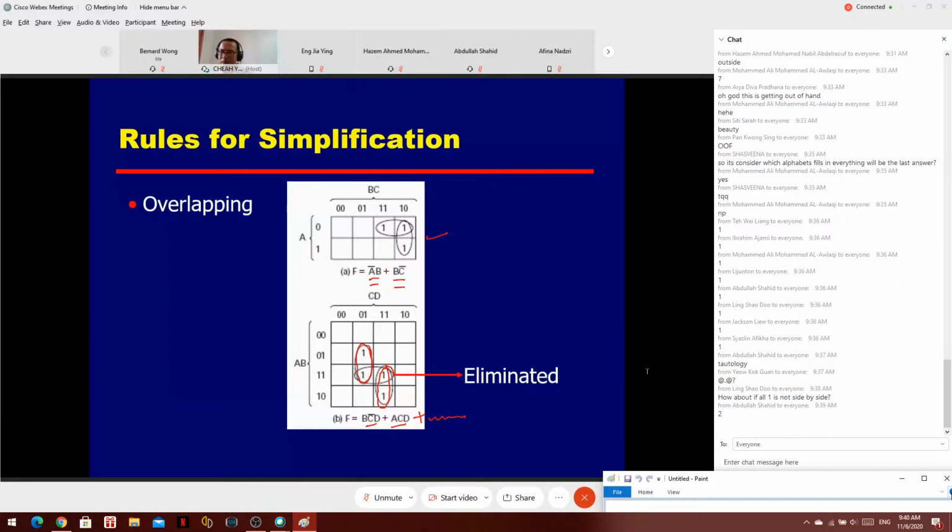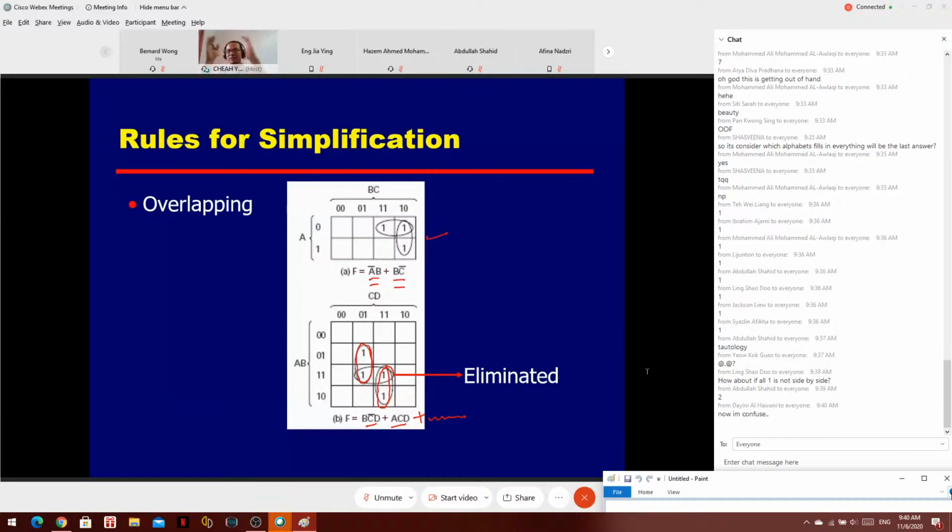How about, okay, let me see some messages here. How about if all ones is not side by side? How is it possible if it's not side by side? If you're talking about all ones, if it's 16 squares all side by side, you can't have more than one group. Sorry, I mean, you can't have them not side by side. So if you're talking about 16 squares, it's not possible to have the ones not side by side. All the squares will be filled already.